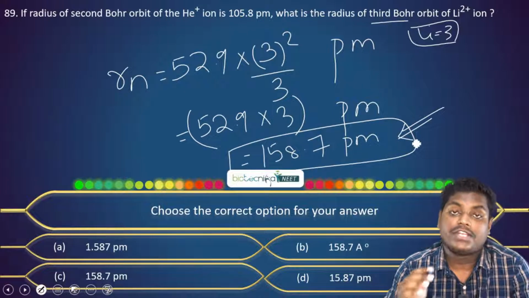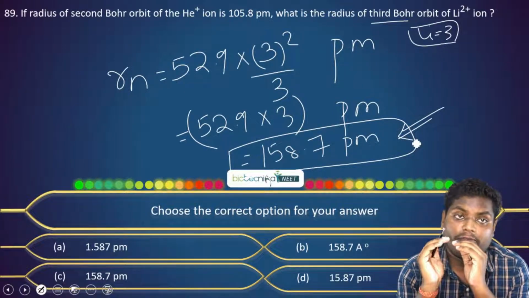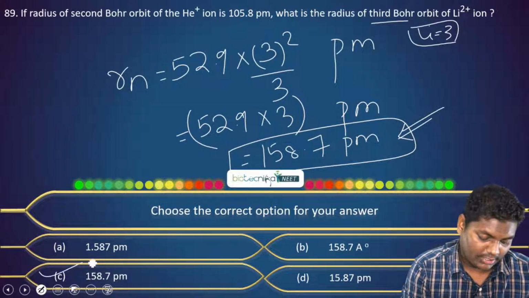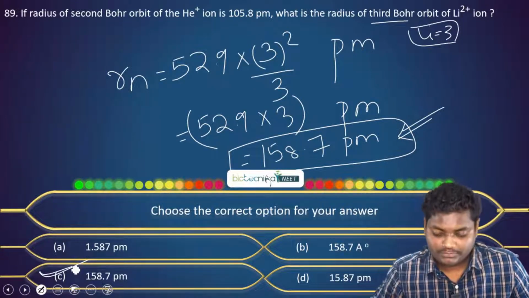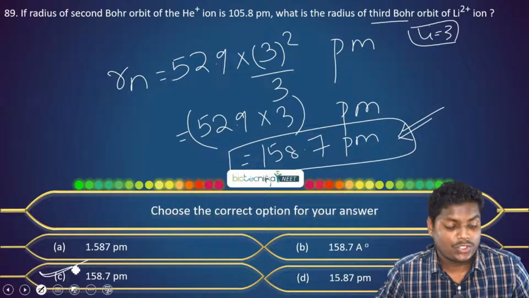Whenever you are solving this question, focus on the unit. That is important. So the correct option is 158.7 picometer. Okay, so let's move to the next question.